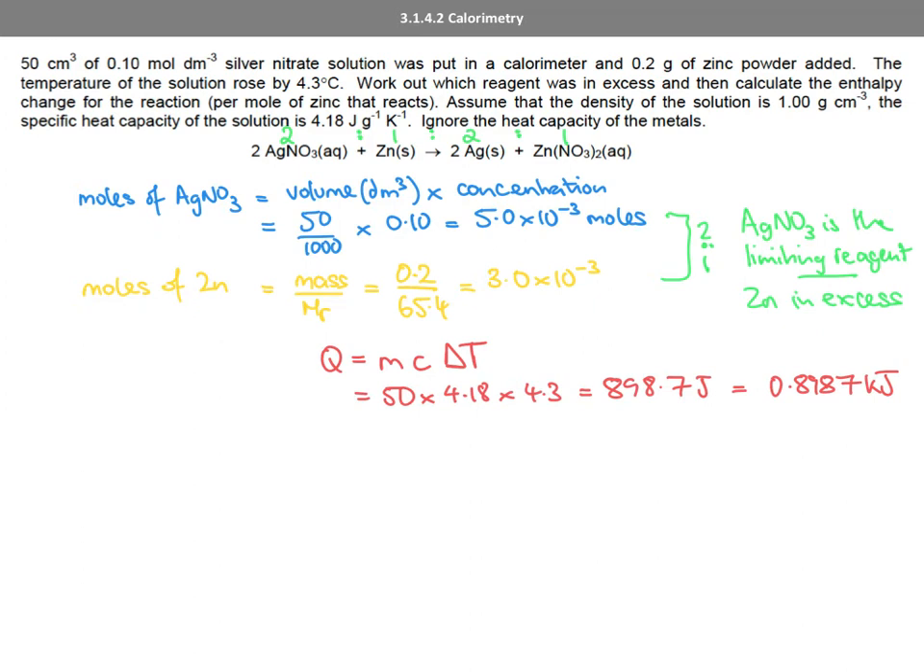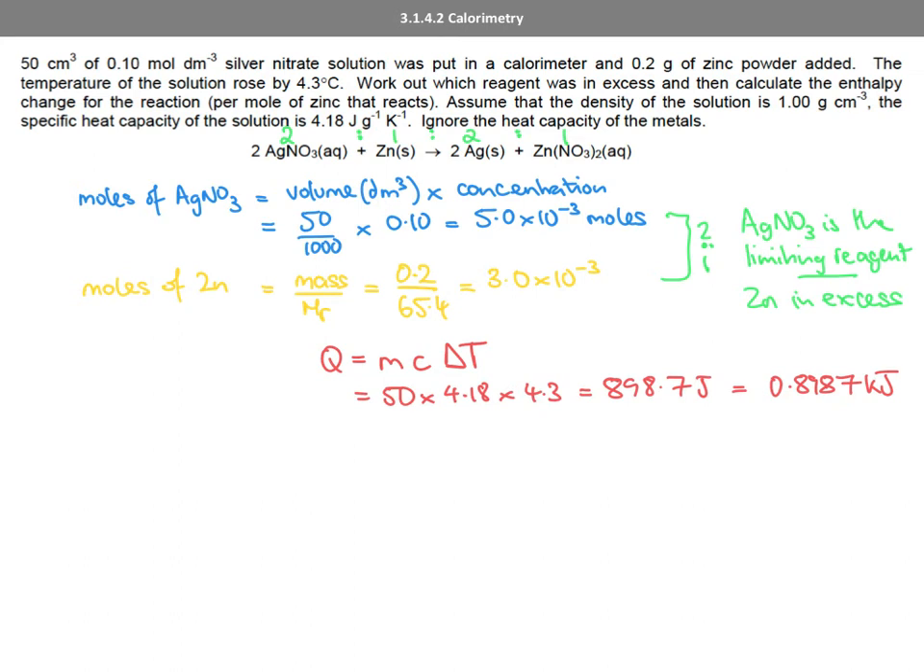Okay, so just before we do the next bit, which is going to be delta H, the actual enthalpy change calculation, let's pay attention to the fact that in the question it says then calculate the enthalpy change for the reaction, and then it says per mole of zinc that reacts. So we're going to be really careful here. It says per mole of zinc that reacts.